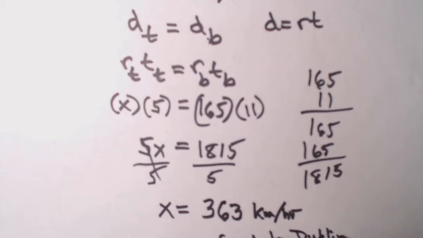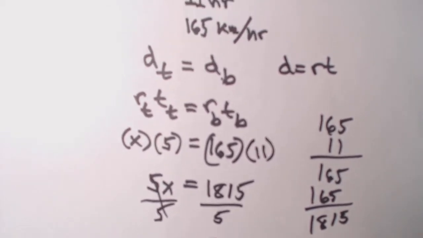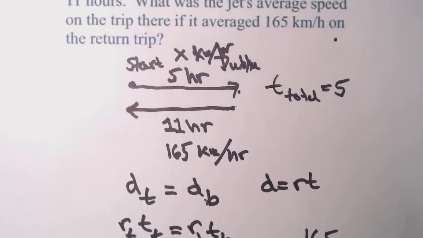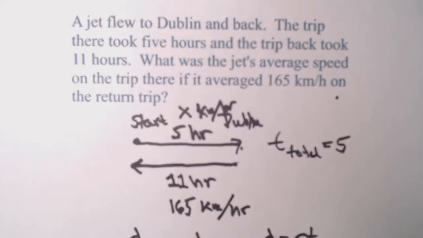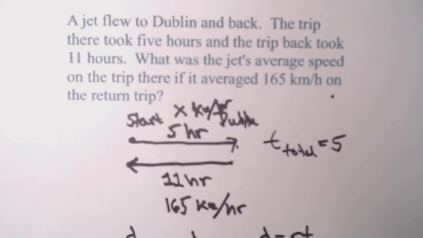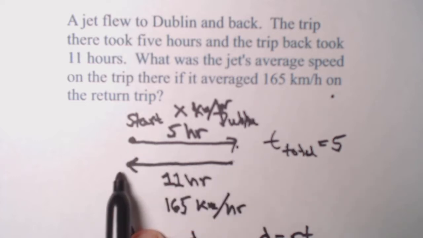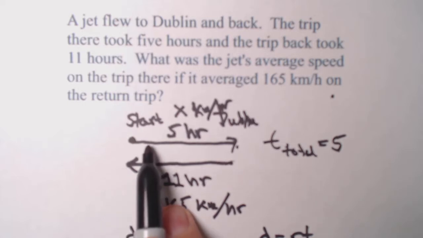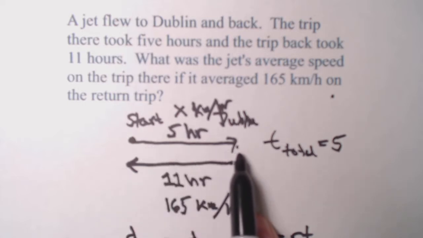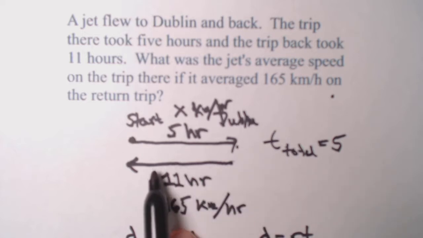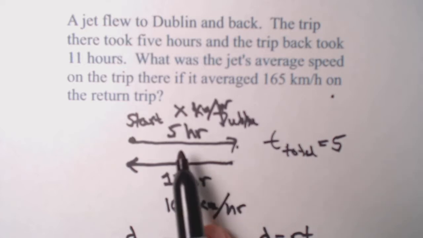Once again, let's point out what's happened here. We made a sketch of the basic information so we could better see what's going on. An airplane's flying from some starting point to Dublin and then back. It takes 5 hours to go to Dublin and 11 hours to come back. The speed coming back was 165 kilometers per hour.